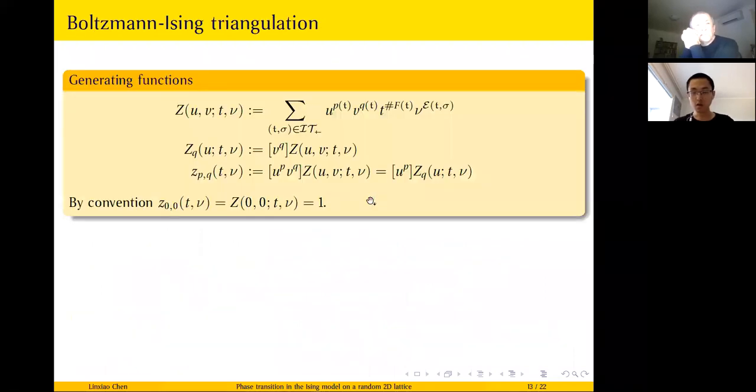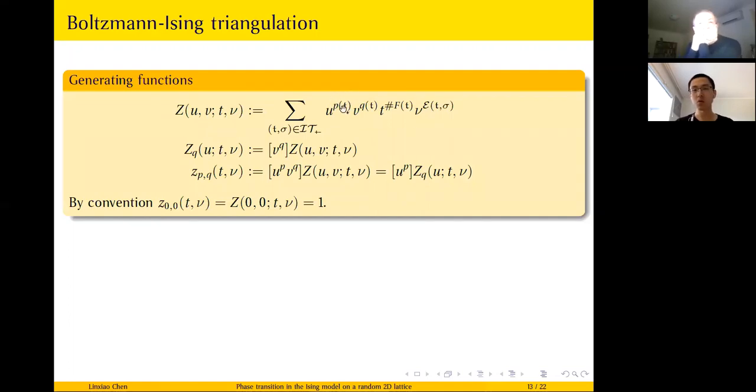Okay, and as mentioned, a large part of the study of these weighted triangulations is still very much on the level of enumeration. So I will start by defining the generating function or counting series of these objects.